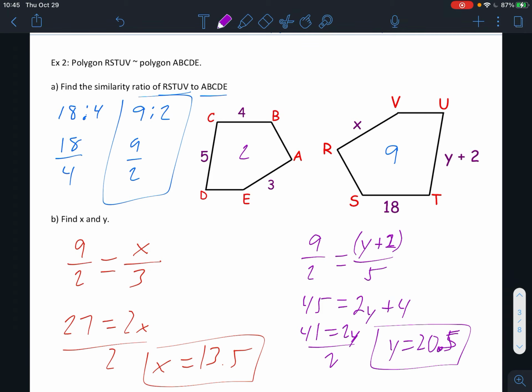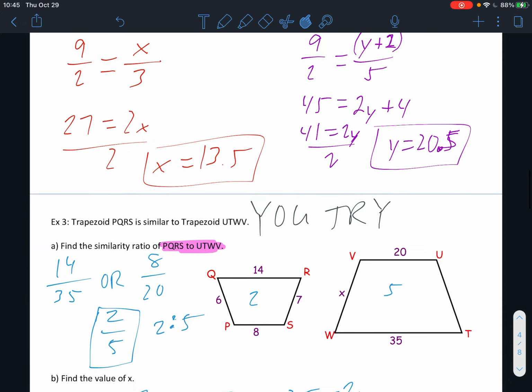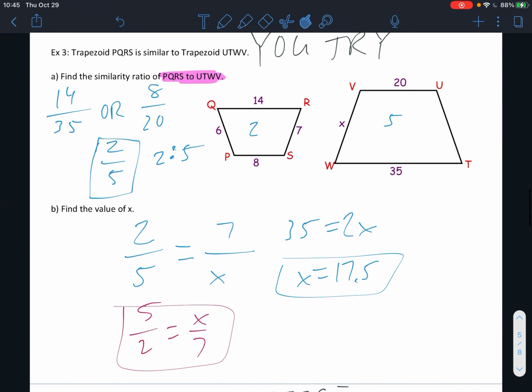Please take a moment here, pause the video. When you're ready, try the next problem. And when you complete the next problem, come back and restart the video. Here are your answers to problem number 3. One more time, you can pause the video.